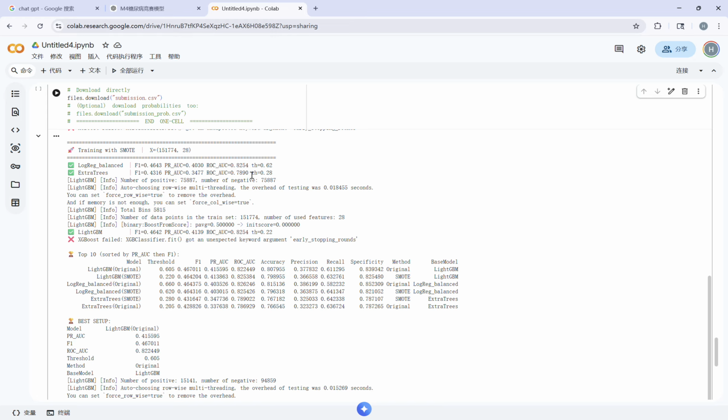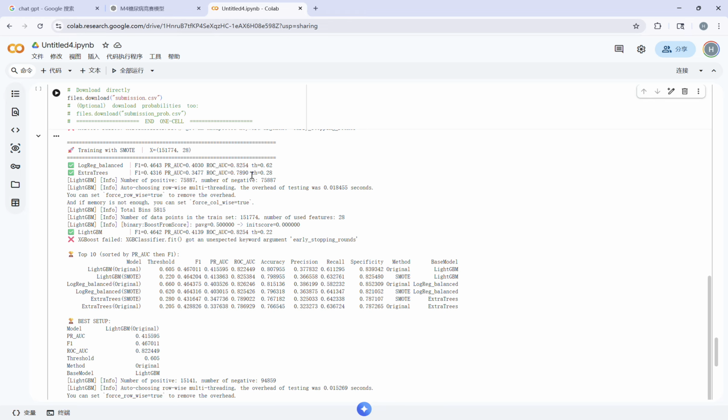F1 balances precision, how many predicted positives are truly positive, against recall, how many true positives we successfully capture. In plain terms, this metric reflects how well the model manages the trade-off between missing high-risk individuals and raising too many false alarms. The trade-off is controlled by the threshold, which in our run is about 0.605.